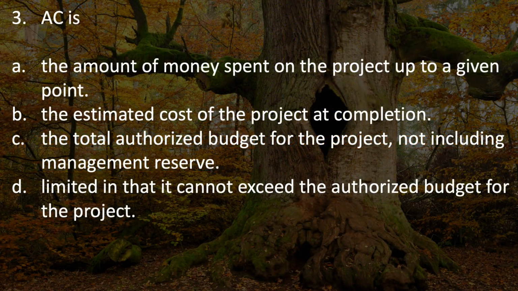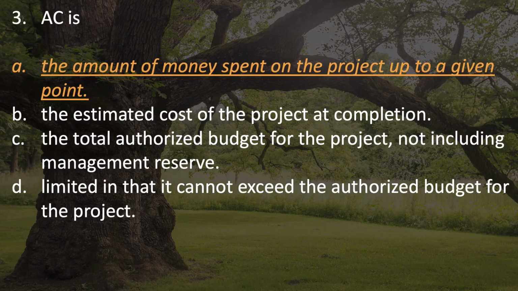Number 3. AC is A, the amount of money spent on the project up to a given point, B, the estimated cost of the project at completion, C, the total authorized budget for the project not including management reserve, or D, limited in that it cannot exceed the authorized budget for the project. And the correct answer for this one is A, the amount of money spent on the project up to a given point.